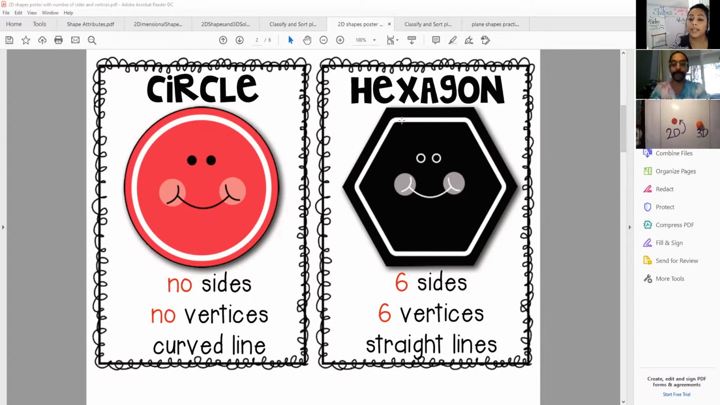This shape over here is a hexagon. A hexagon has 6 sides and 6 vertices. Remember, sides are straight. Ese es un hexágono en inglés, tiene 6 lados, 6 vértices y las líneas son derechas.